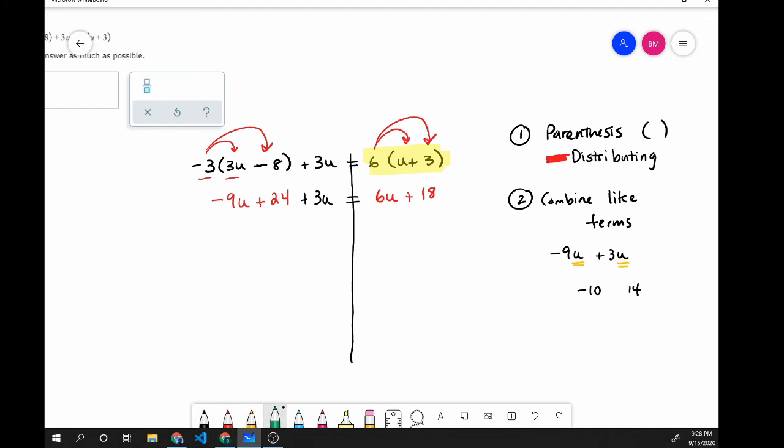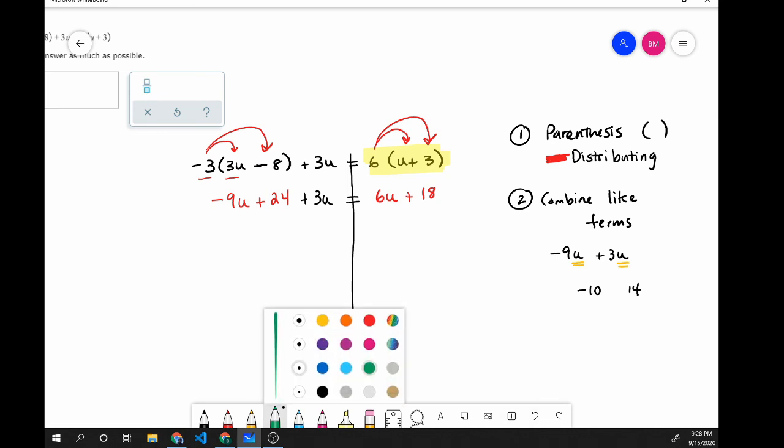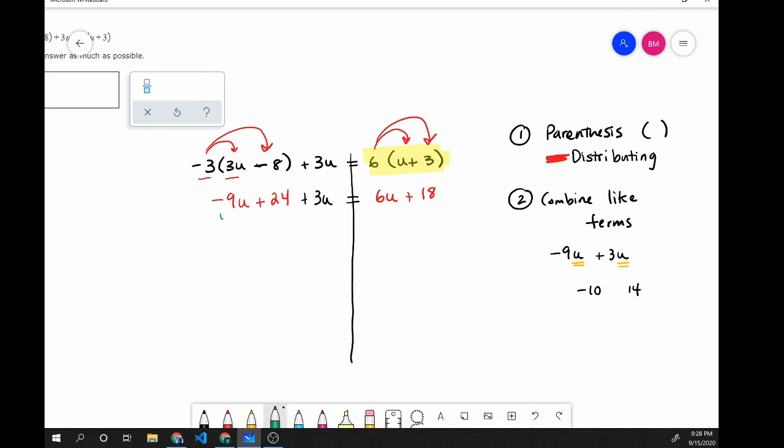So here, negative 9u and 3u is negative 6u. And I'll bring down my plus 24. And there's nothing to combine on the right-hand side because we have just one u and one plain number. So there's nothing to combine there. We're going to keep that as is.